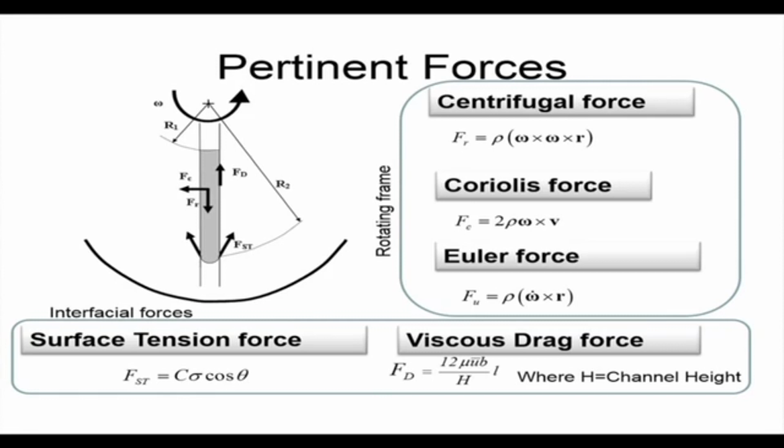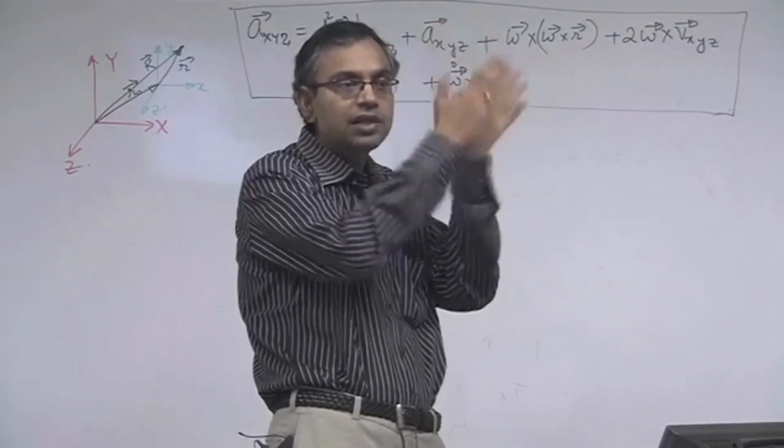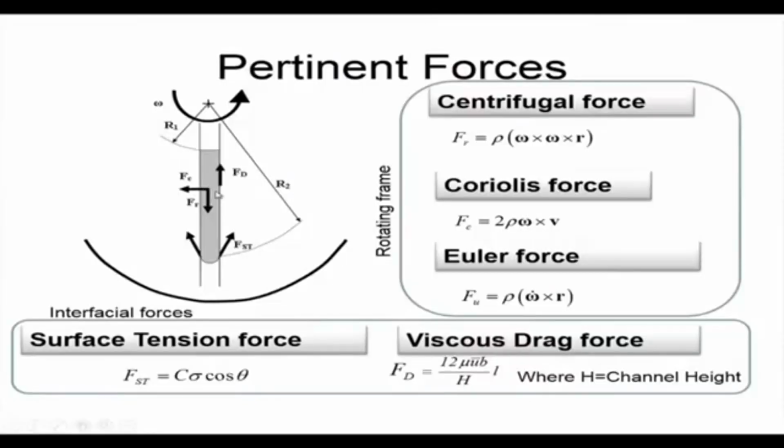So if you want to achieve mixing between two fluid streams, you can use the Coriolis force to good effect, because if there are transverse streams which are not trying to mix well, then using the Coriolis force you can make the transverse streams mix. So this can be used as a good technology. And for the Euler force, the direction will depend on the direction of omega dot.